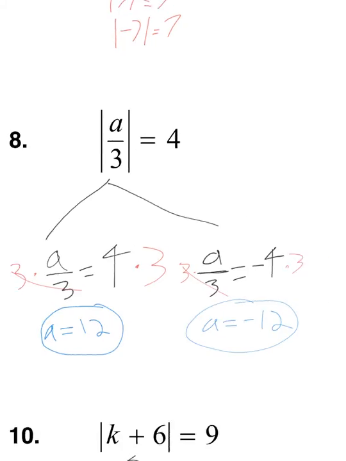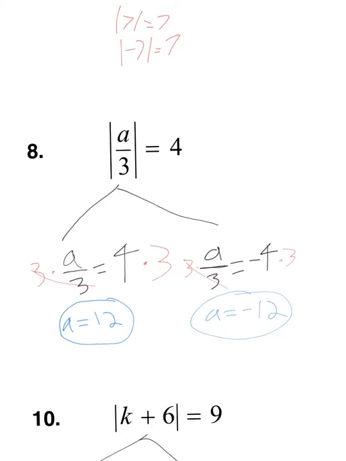Number 8, a divided by 3, or a over 3. So the opposite of that would be multiply both sides by 3. So I get 12, and I get -12 because I set it equal to -4.